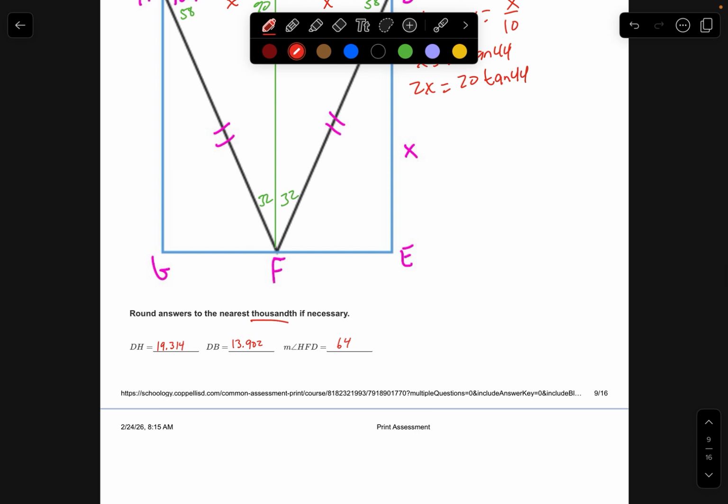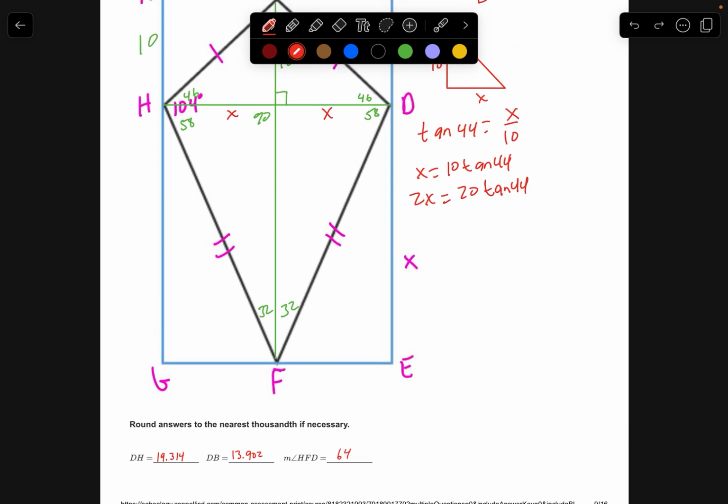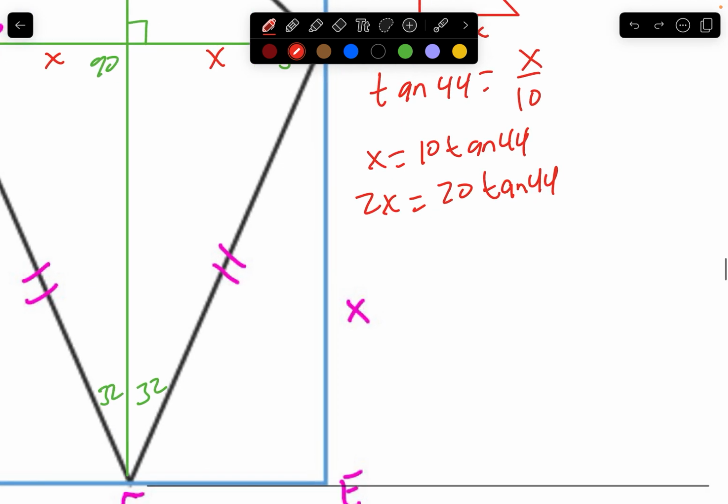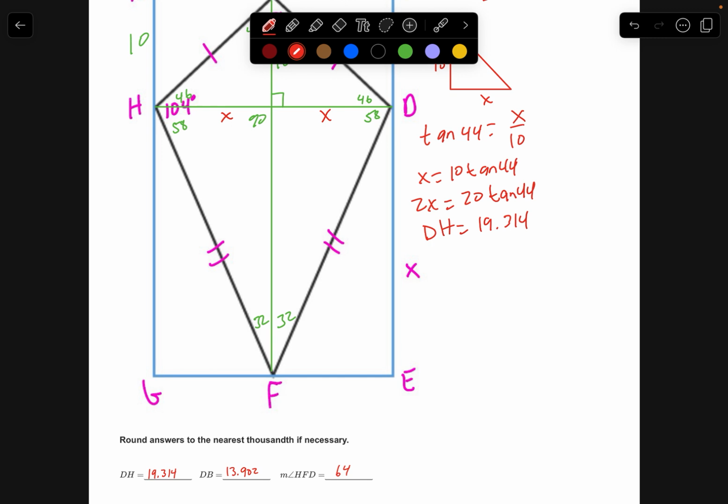So 20 tan 44. Round to the nearest thousandths if necessary. All right, 20 tan 44, I get 19.314. So DH equals 19.314. All right.